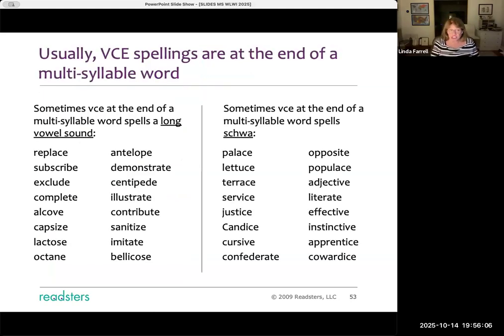Now, this is something a lot of people don't teach. They do teach that at the end of a multisyllable word, the spelling spells a long vowel sound. That's taught: replace, subscribe. But they don't teach that at the end of a word, the vowel consonant E might spell a schwa, as in palace, lettuce, terrace, service, justice. So I get children who read just ice. And then I realize, oh, they're just looking at the word, and I'll say flex that to a schwa, but then I need to give them a lesson to show them that there are many words, and I could even show them patterns for this. Go to the next one.